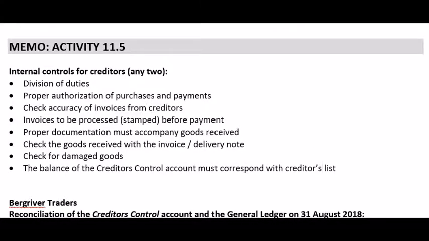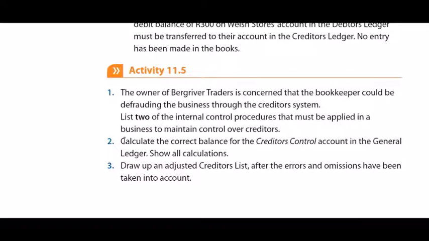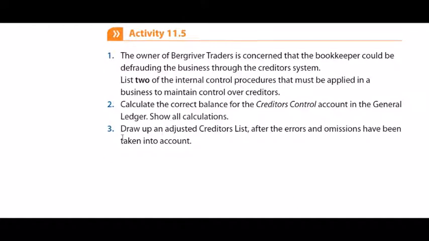Okay. Then the second thing they want you to do is they want you to calculate the correct balance for the creditors control account in the general ledger, showing all calculations. And now you will see they don't want you to do a creditors control account. They just want you to do a calculation. So the format is a little bit different, and I will guide you through it as we go. And then the third thing they want you to do is to draw up an adjusted creditors list, which we've been doing the whole time.